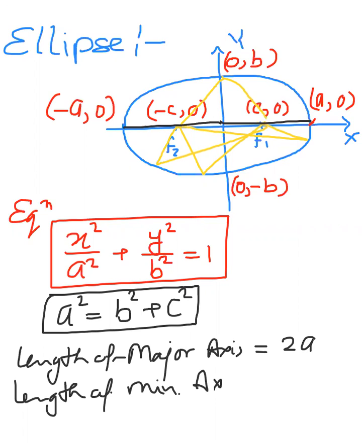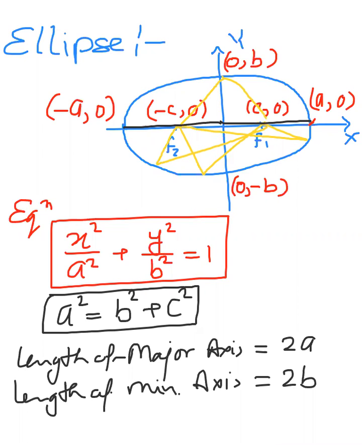Length of minor axis will be equal to 2b. Length of major axis is 2a. Length of minor axis equals 2b. Hope this all is clear.